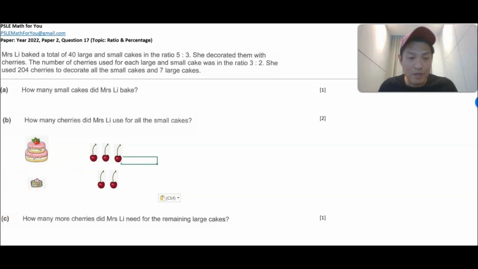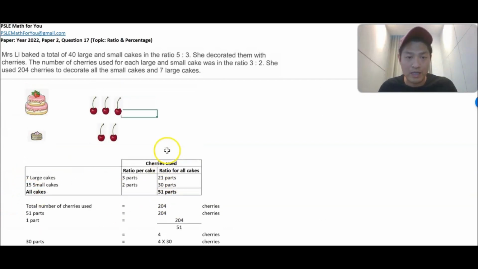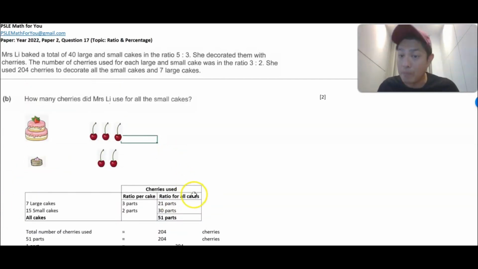So with that information, I want to go down to how I approach this question. I know that there's 7 large cakes because the question tells us, and 15 small cakes because this is from part A. Now the ratio per cake is 3:2, so I'm talking in terms of 3 parts, 2 parts. And I don't know exactly how many cherries were decorated in each of the large and small cakes.